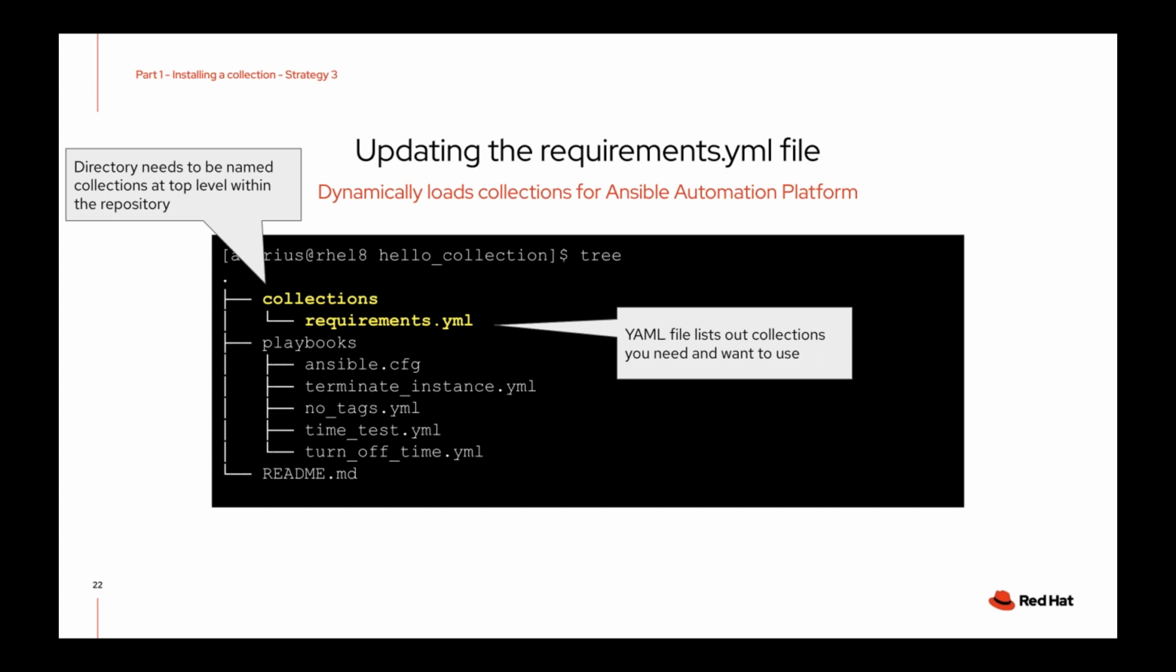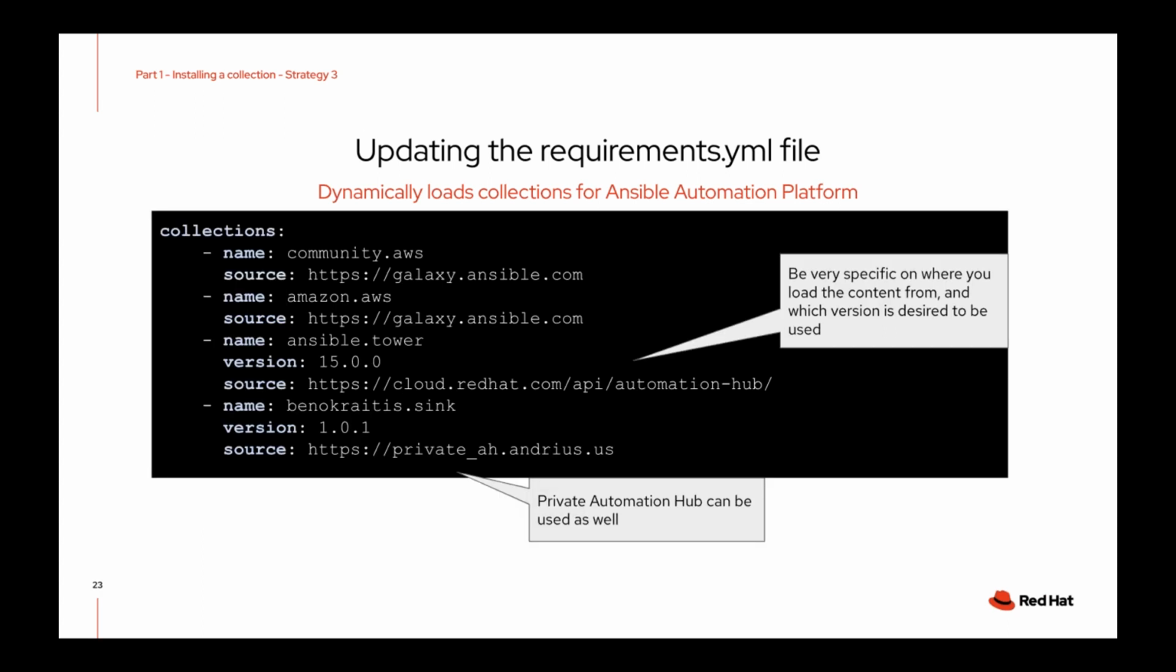What's really cool with Red Hat Ansible Automation Platform within Tower is that it will auto install all these collections. That's a mode you can do. You can go to the next slide, Andrius. This allows you to pin versions and point to different servers or repositories. In this example, community.aws is pointing to Galaxy, Amazon.aws is pointing to Galaxy, and Ansible Tower is pointing at Automation Hub.